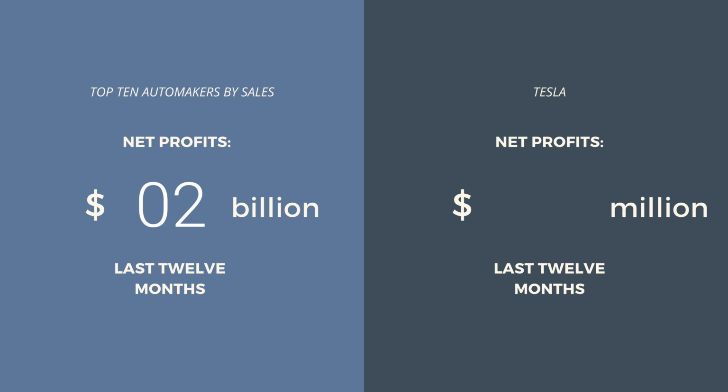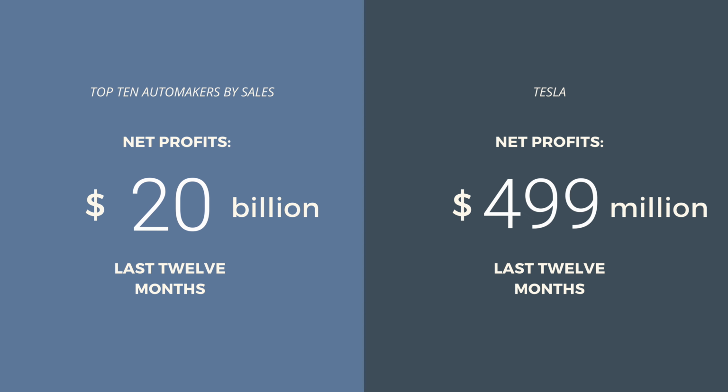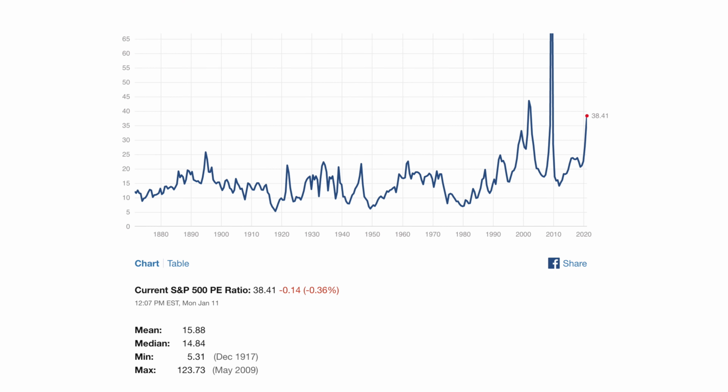Just to put this into perspective, the top 10 automakers by sales posted net profits of just under $20 billion over the last 12 months. And Tesla's net income over the last 12 months was only around $500 million. I might also show you the median PE of the S&P 500 index, which is 14.8, which once again underlines how ridiculous Tesla's PE of 1,500 actually is.